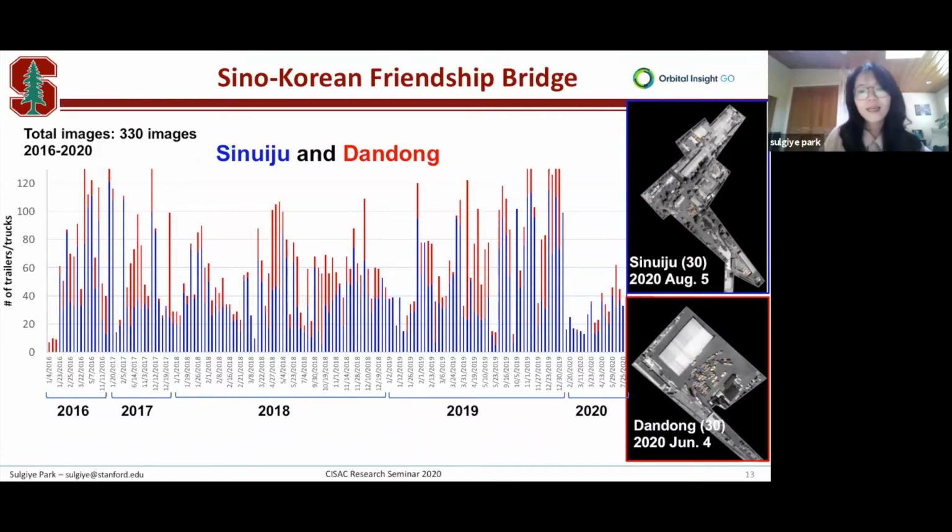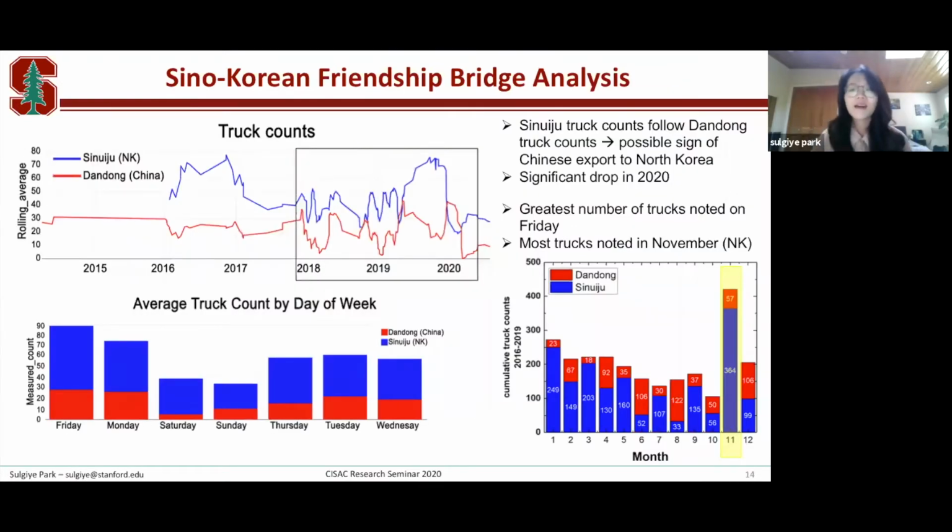Next slide, please. A rolling average graph can tell us a little bit more. For example, since 2018, which is when the temporal resolution of satellite images increased, we see that the truck counts from the Sinŭiju side, the North Korean side, trail the truck counts of Dandong, the China side, and that could indicate possible movements from China to North Korea.